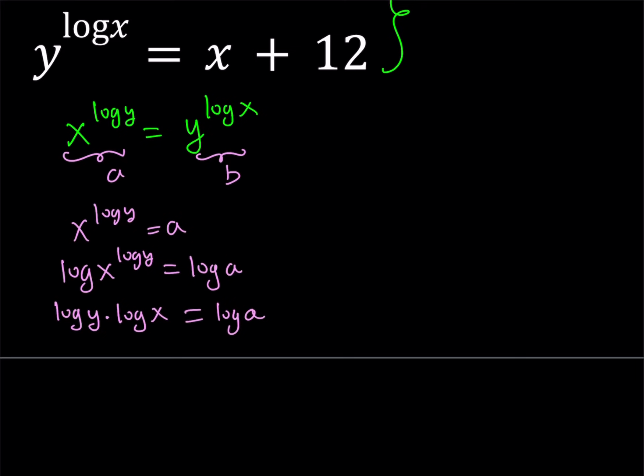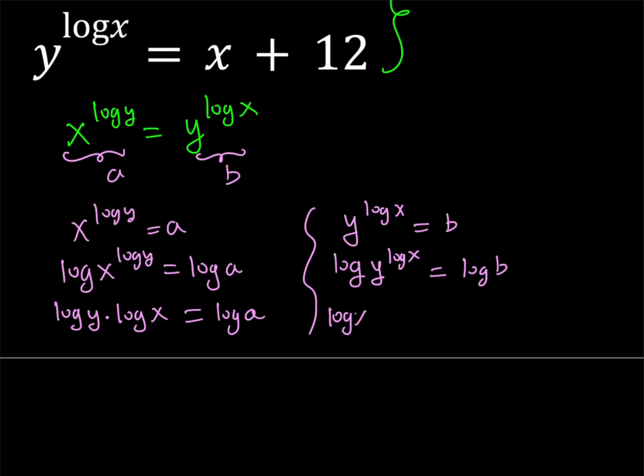Now, this doesn't really give anything substantial, but let's go ahead and do the same thing for B. So we have y to the power log x is equal to B. And then if you log both sides again, you're going to be getting log y to the power log x is equal to log B. And then again, power rule, log x can be moved to the front and just becomes a coefficient. Log x times log y is equal to log B. Again, this is not very significant, but when you look at these two things, log A is equal to log y times log x, log B is equal to log x times log y.